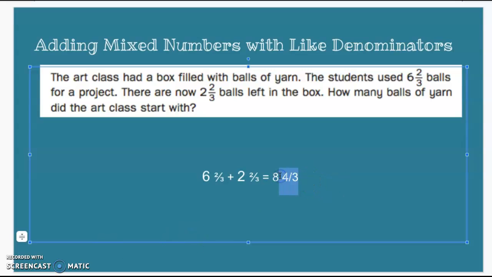But if I look at this fraction 4/3, this is what I'd call an improper fraction. And it's improper because the numerator is bigger than the denominator. So I'm going to change that into a mixed number. I know that if I have 4/3, that would be equal to 1 whole and 1/3 left over. So I'm going to add this 1 1/3 to my total 8 here to get an answer of 9 and 1/3.